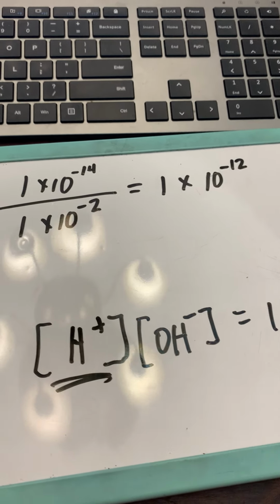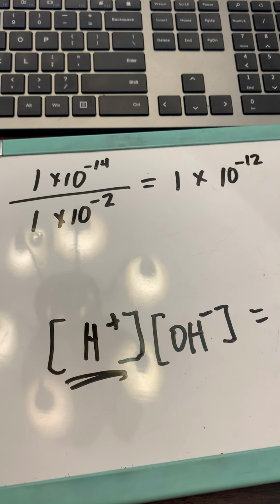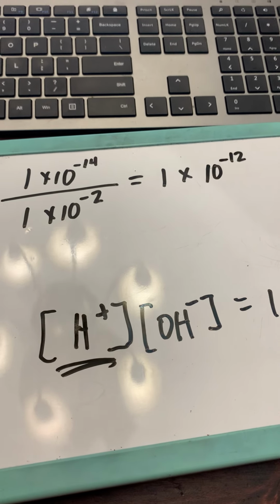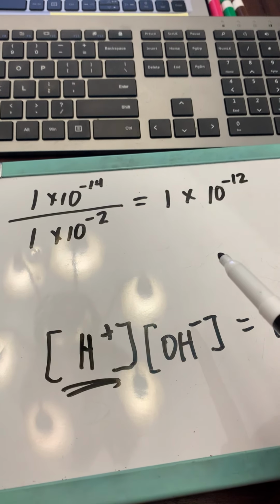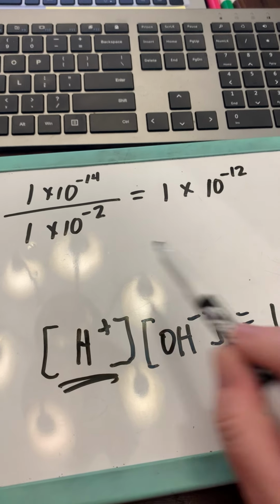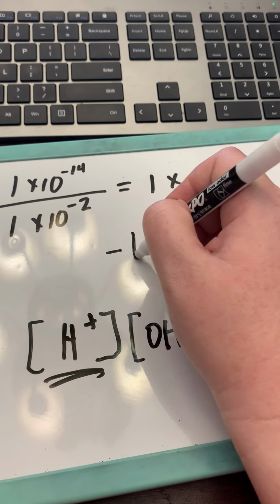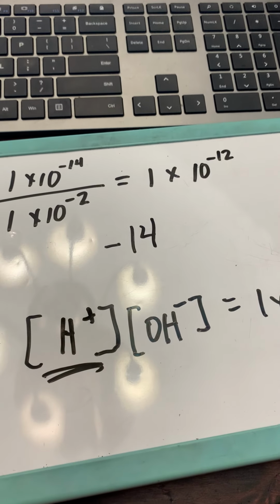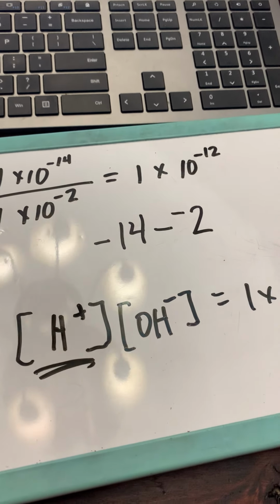So when you are dividing like this, you can use a calculator. It'll give you this answer, which is what I showed you in the video yesterday. But if you're dividing with exponents that have the same base number, which in this case they do, 10, you take negative 14 and you subtract them. So you do minus negative 2, okay?